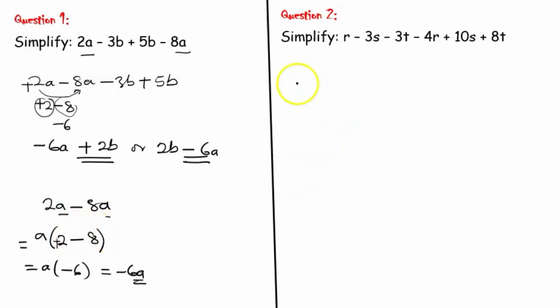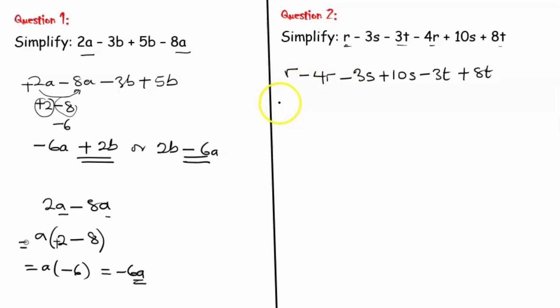All right, so let's look at the second question. In this one, we can see like terms of r. This is another r. I can see t, I can see t, I can see s. So let's bring them together. I have r, then I also have minus 4r. Then I have minus 3s, bring another s, plus 10s. Then I have minus 3t, then plus 8t. So when we do this, you are going to have r minus 4r.